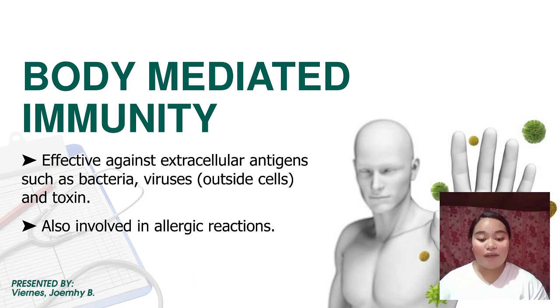Antibodies are effective against extracellular antigens, which means antigens that are located outside the cell. Examples of extracellular antigens include bacteria, viruses, and toxins. When the body encounters these extracellular antigens, the immune system produces antibodies that can bind to and neutralize them. This helps in preventing the antigens from causing harm to the body.